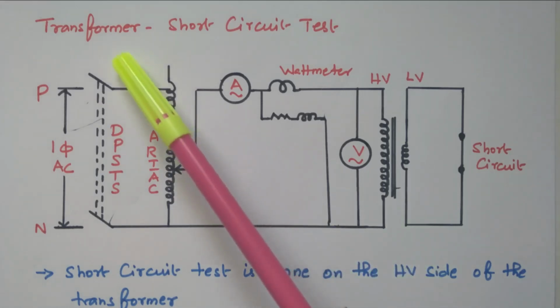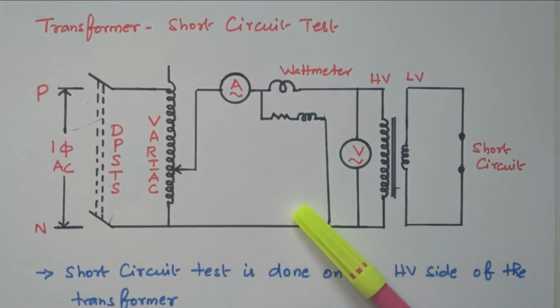Now we will go to the topic, transformer short circuit test. We have two different tests available, the open circuit test and the short circuit test. The open circuit test is available in a separate video, the link is in the description box. The open circuit test and short circuit test are used to find four parameters: equivalent resistance, equivalent reactance, core loss resistance and reactance. That is R01, X01, R0 and X0.